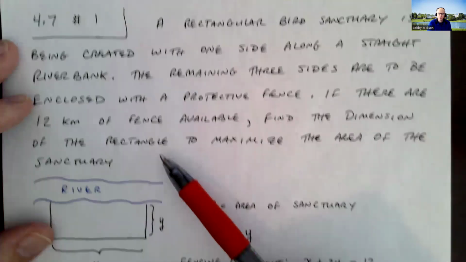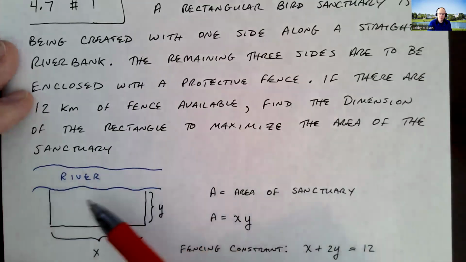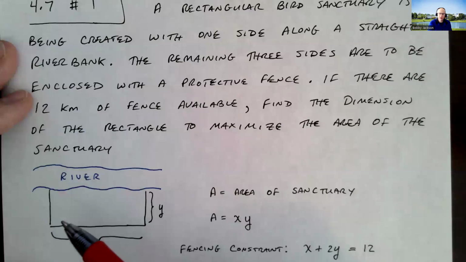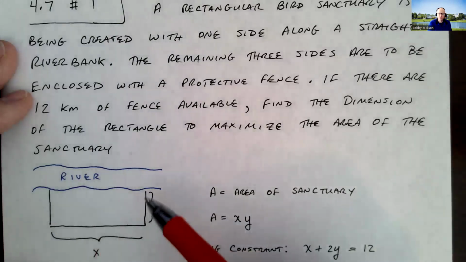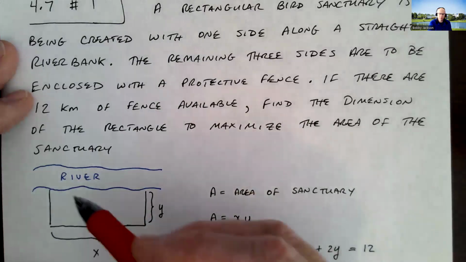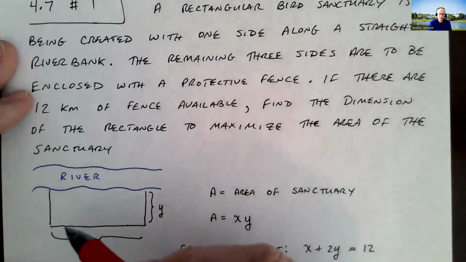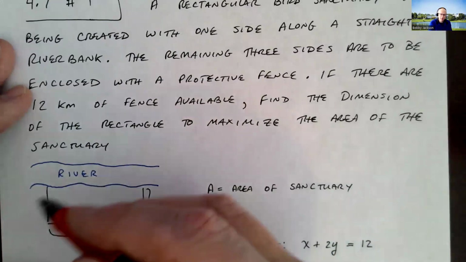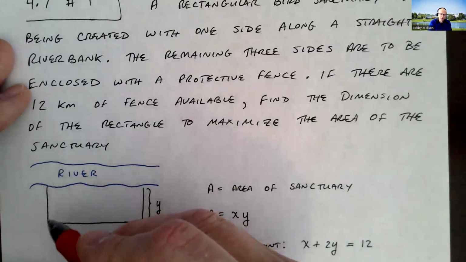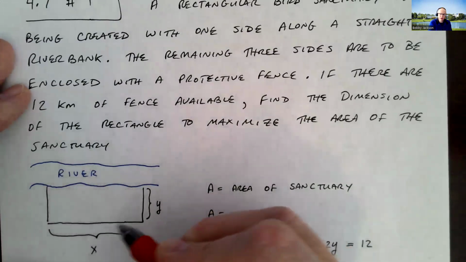the sanctuary. So I've got a river roughly straight running through this area, and we're going to enclose a rectangular area here called a sanctuary for these birds. Put a protective fence around it, assumed to protect the birds, since the birds can fly out of it. And so dimensions, what are dimensions of this rectangle?